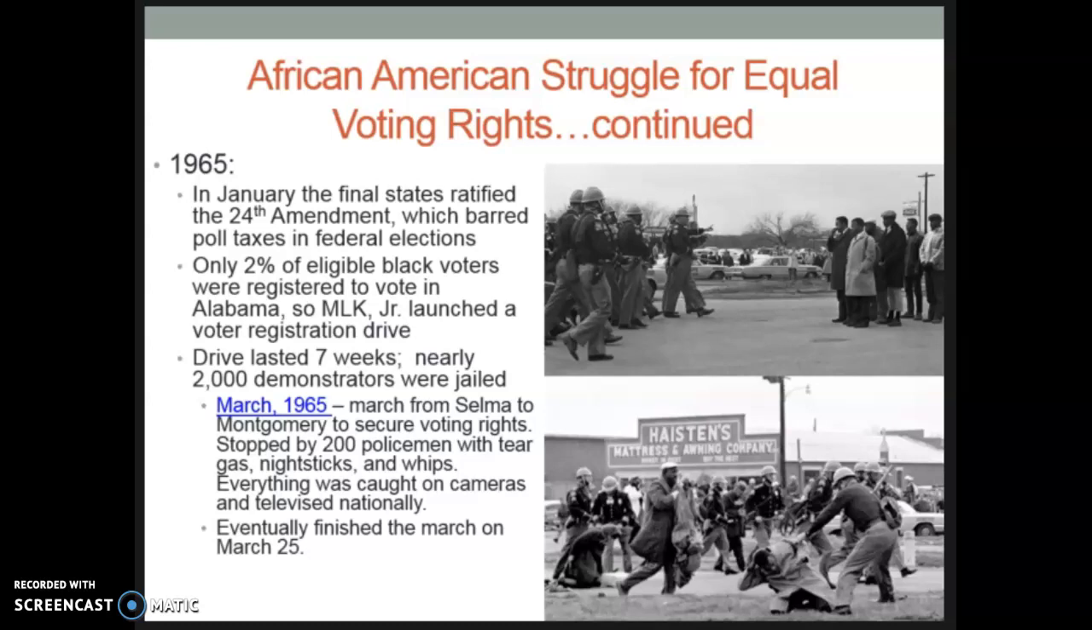The first time they attempted the march, they were stopped by 200 policemen with tear gas, nightsticks, and whips. Everything was caught on cameras and televised nationally, and the rest of the country was mortified at the level of violence that these nonviolent protesters faced. They were unable to finish the march that day, but eventually were able to finish the march some weeks later on March 25th.